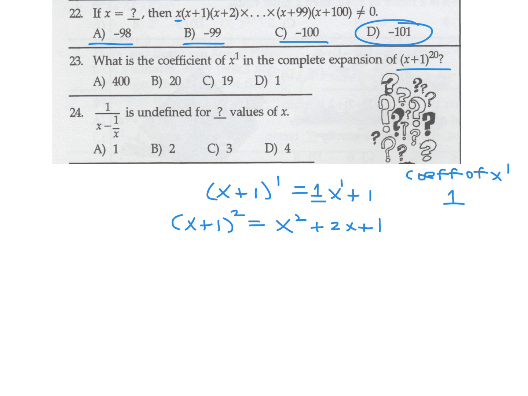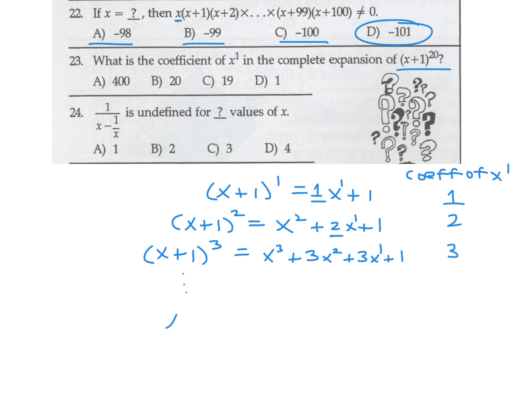Now the coefficient of x to the power of 1 here is 2, because that's the x to the power of 1 right there. And if you keep going, x plus 1 to the power of 3, and you expand that out, you will get x to the power of 3 plus 3x squared plus 3x plus 1, I believe. And here the coefficient of x to the power of 1 is 3, and so on.